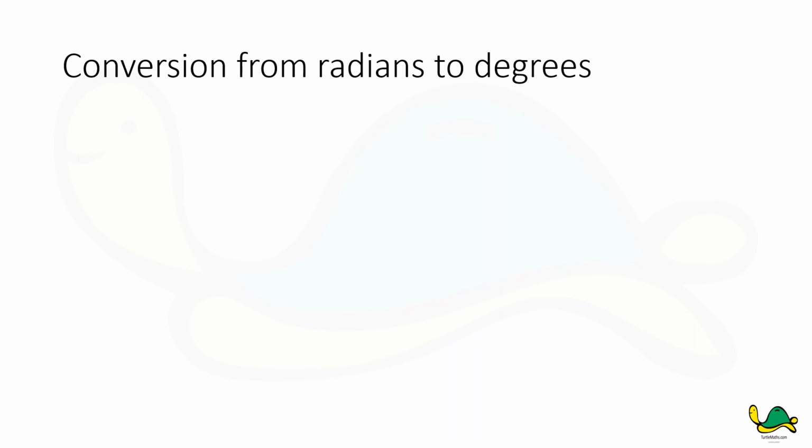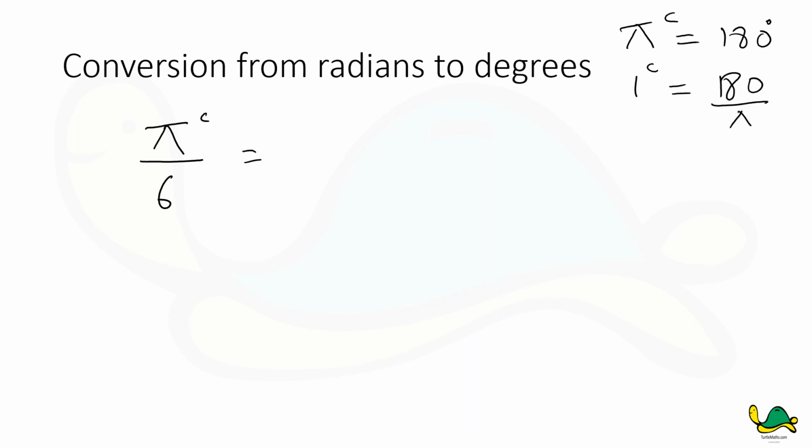Conversion from radians to degrees. Let's say I have got pi by 6 radians and I would like to convert it into degrees. Earlier I told you that pi radians equals 180 degrees. If you are converting from radians to degrees, you can also use the unitary method: 1 radian is equal to 180 over pi.